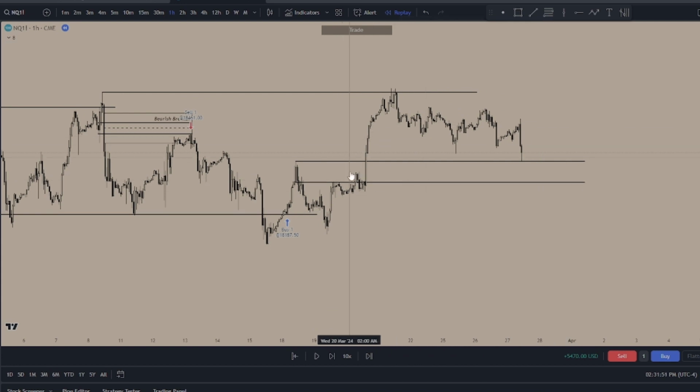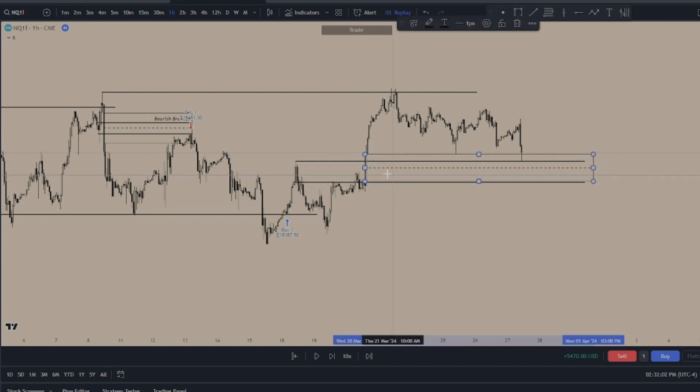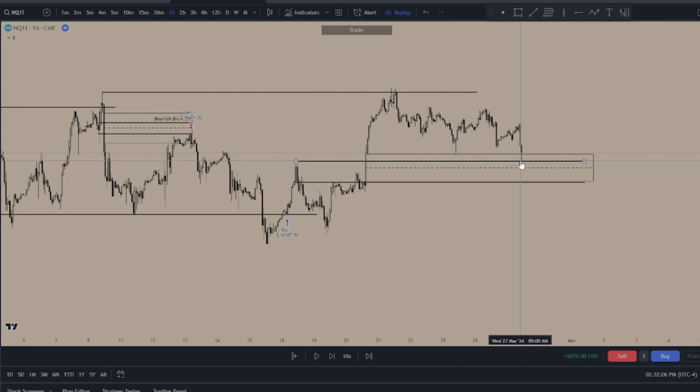And we just touched our breaker again. What do we have in confluence with our breaker? We have a fair value gap resting right here. This is, again, another unicorn setup. So where do you want to buy? You want to buy right when it touches the breaker inside of the fair value gap, right?